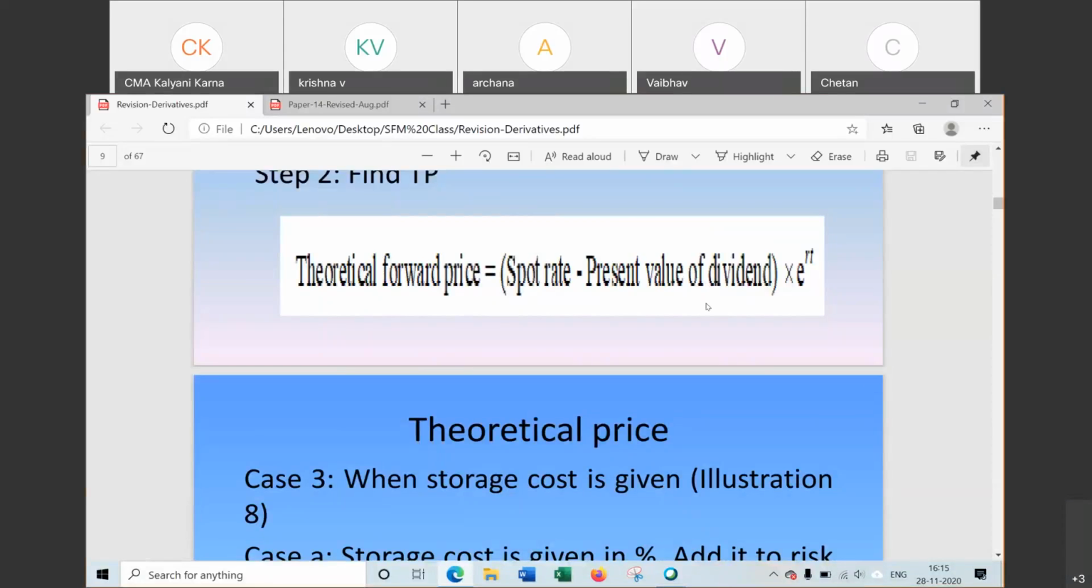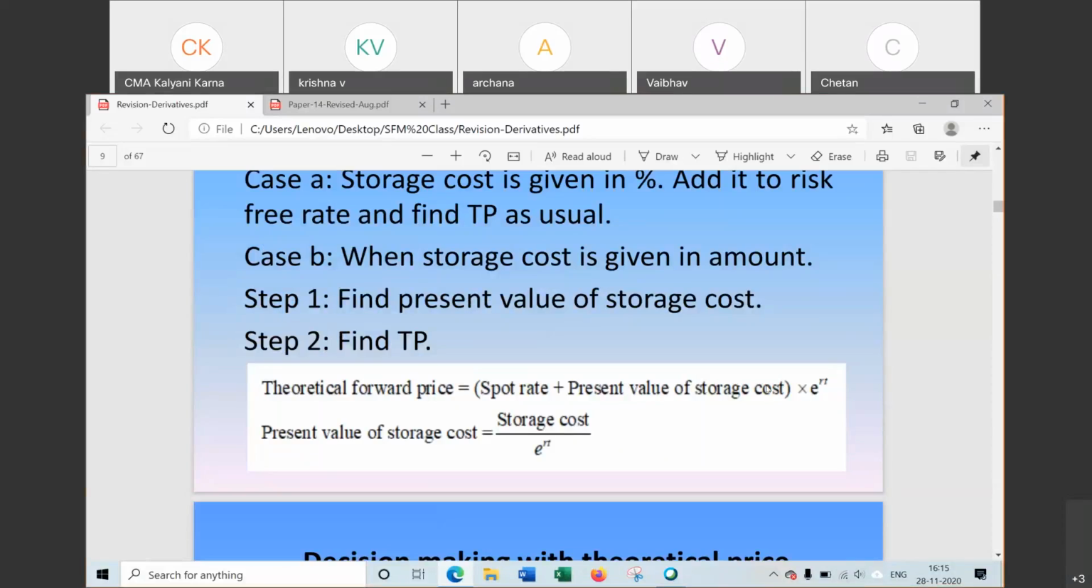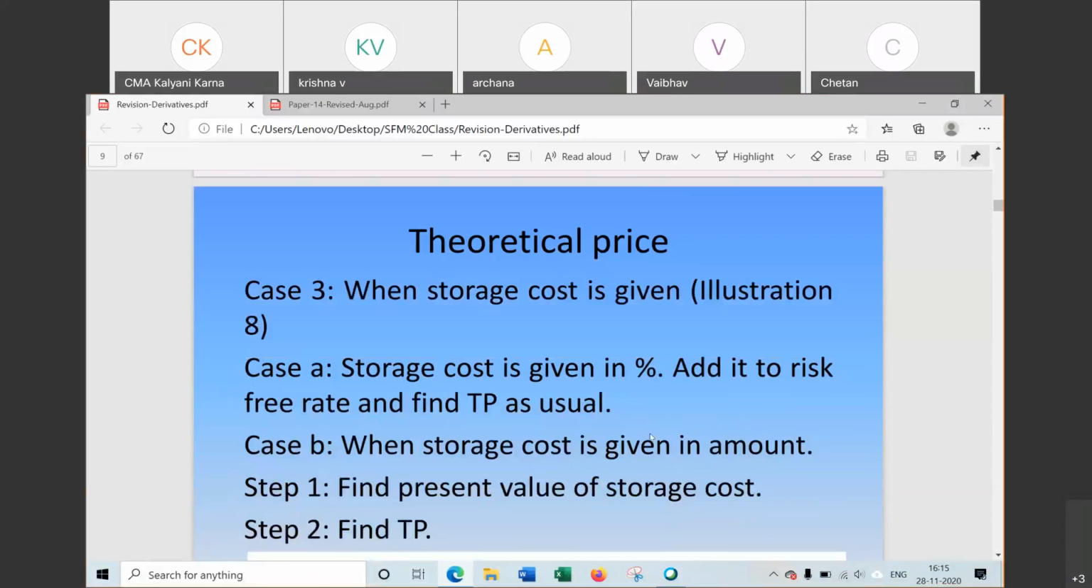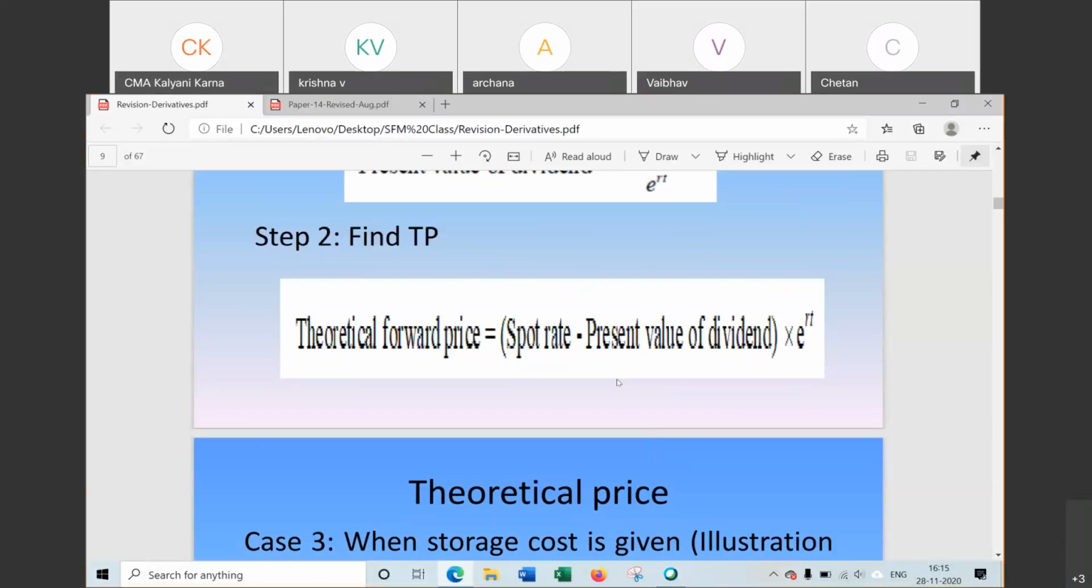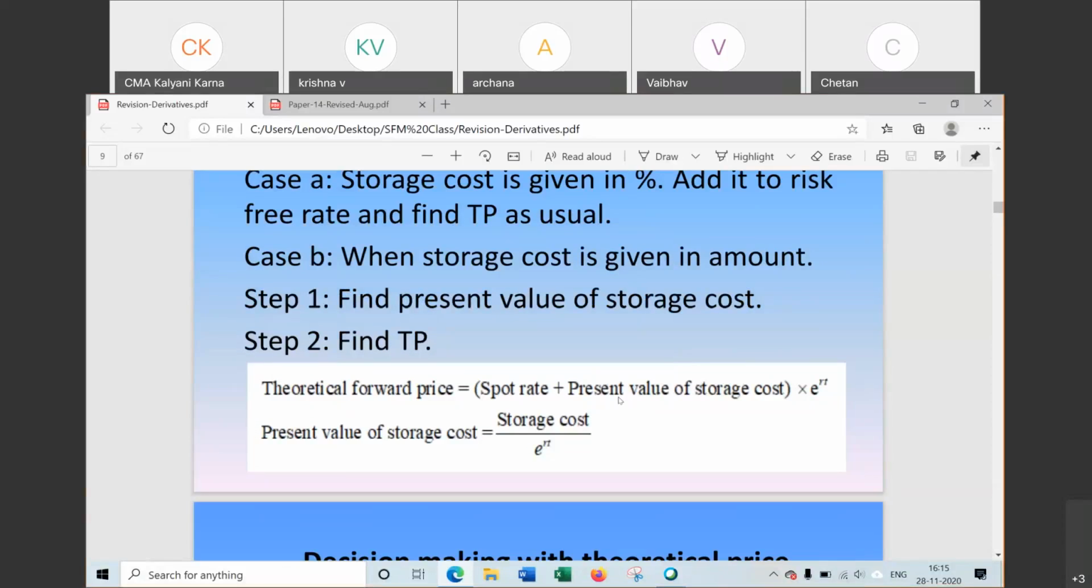Minus present value of storage cost here. So spot rate plus present value of storage cost. Rest of the things will be same as the computation in the case of dividend. When dividend is receivable, the spot rate minus present value of dividend, but in the case of storage cost, spot rate plus present value of storage cost.